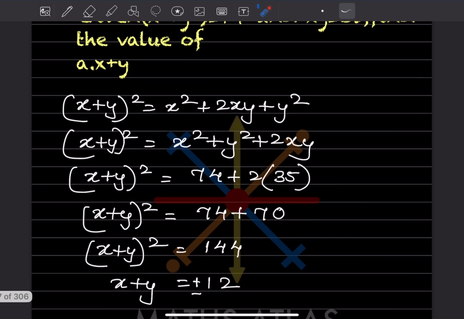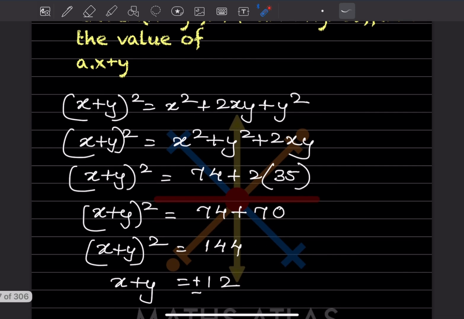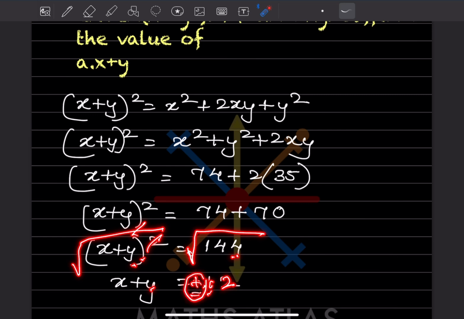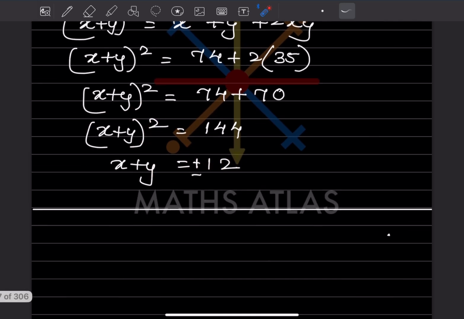So now see here, this is the step you have to remember. We don't want (x plus y) whole square, we just want x plus y. So what are we going to do? We are going to take the square root on both sides. So when you do this, the square goes off and what remains is just x plus y. The square root of 144, it's a perfect square, but whenever it's like this we have to write plus or minus 12 and not just 12. So just remember this, we have to write plus or minus 12.